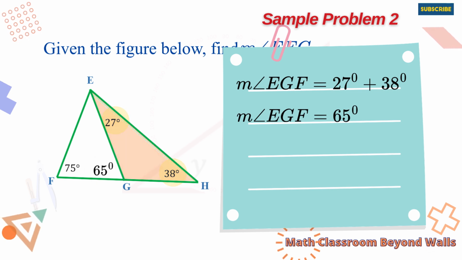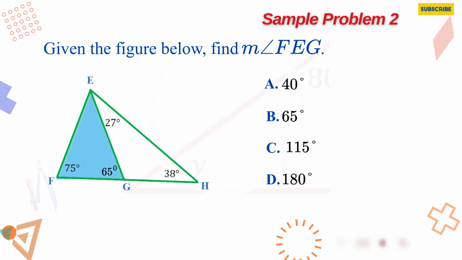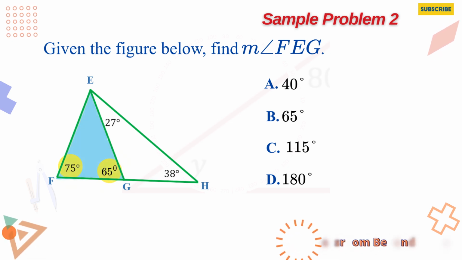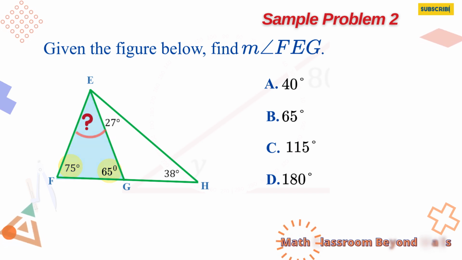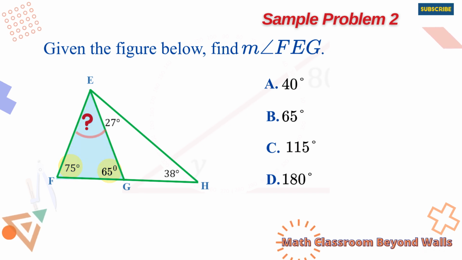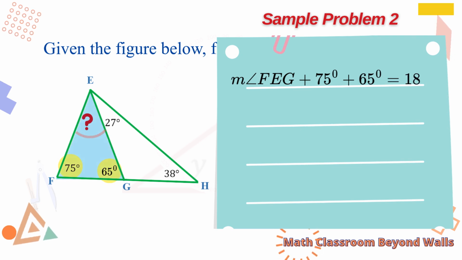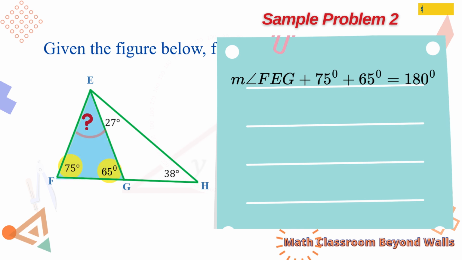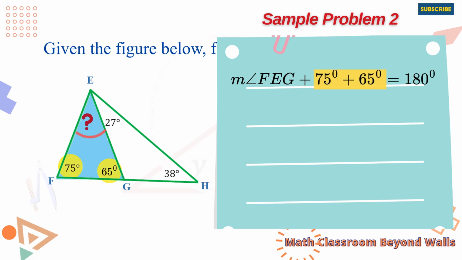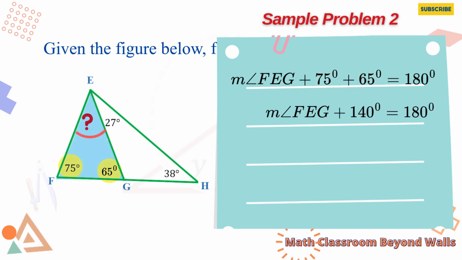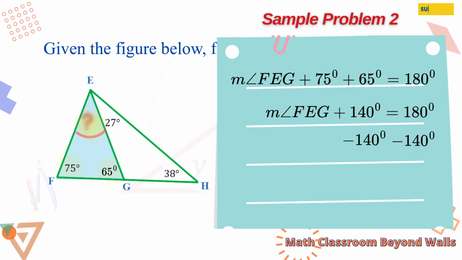Now look at triangle EFG this time, learners. Of the three angles inside this triangle, two are already known. So we can now solve for angle FEG by applying triangle angle sum theorem. Thus, the measure of angle FEG plus 75 degrees plus 65 degrees equals 180 degrees. Adding 75 degrees and 65 degrees gives us 140 degrees. Subtracting 140 degrees from both sides of the equation gives us this.